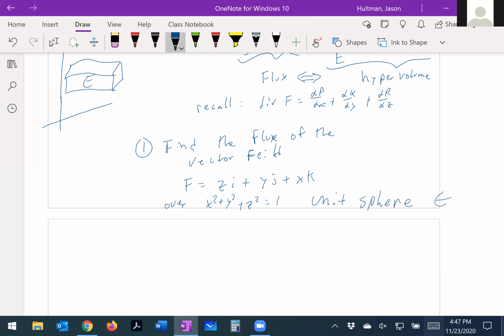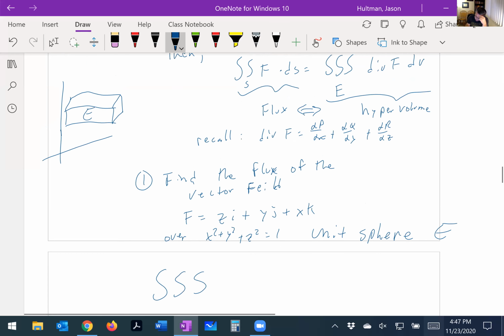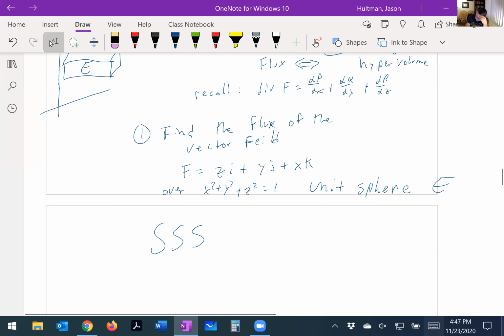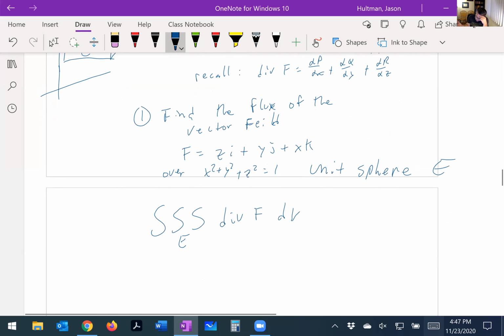The unit sphere is E in this case. That's what E is. So we're going to take this unit sphere, and we're going to take the divergence of f, dV, and just do a triple integral.